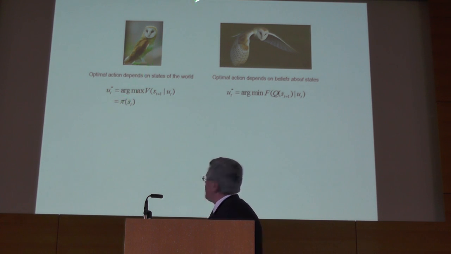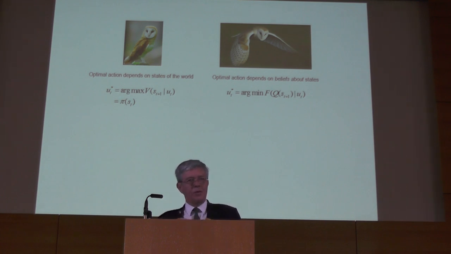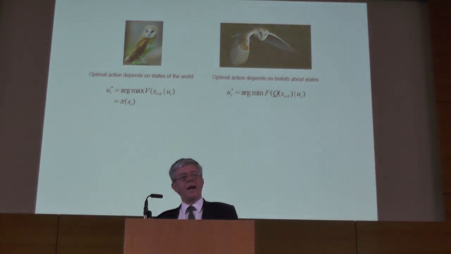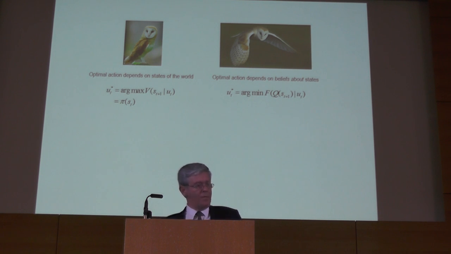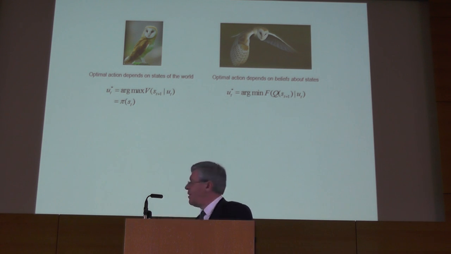However, we just said that the first thing that we do in terms of choosing behavior is to reduce uncertainty. And uncertainty is an attribute of a belief. And in my world, a belief would be a probability distribution. Therefore, we know that the thing that needs to be optimized is not a function of states, but a function of beliefs about states that are denoted by Q here, given some action.